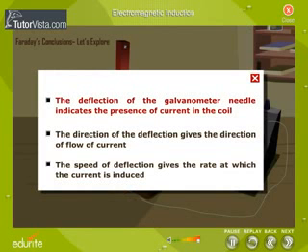The deflection of the galvanometer needle indicates the presence of current in the coil. The direction of the deflection gives the direction of flow of current, and the speed of deflection gives the rate at which the current is induced.